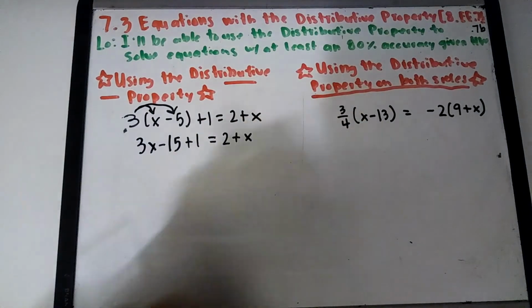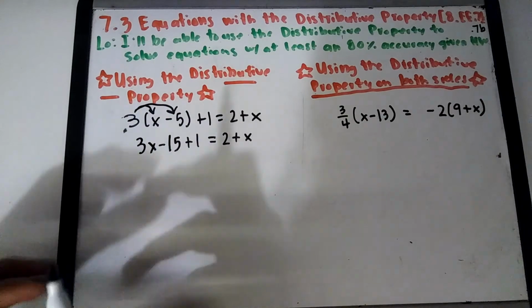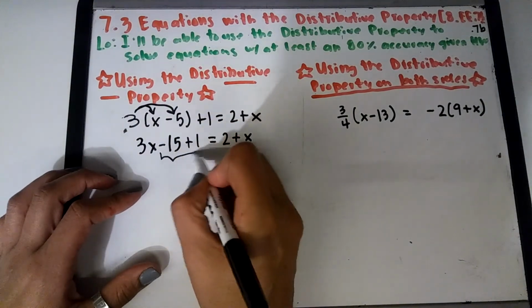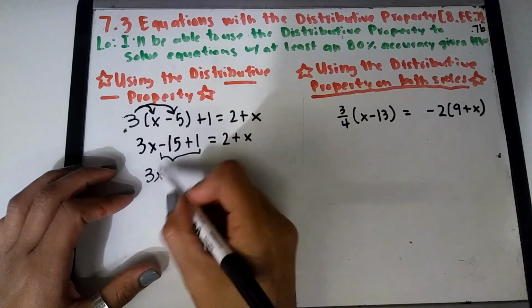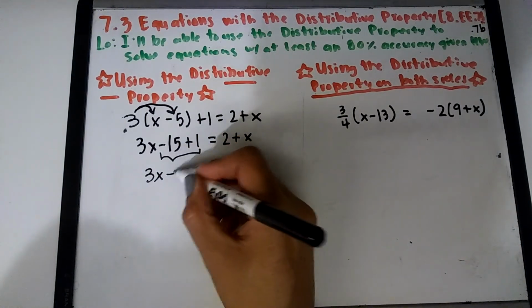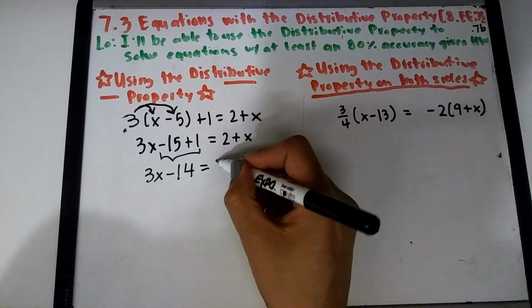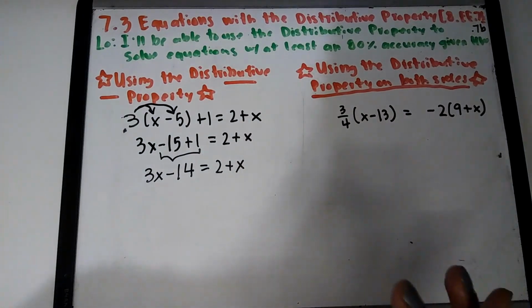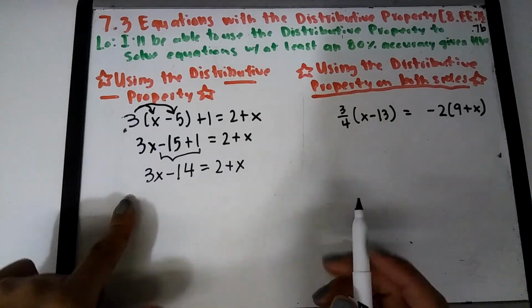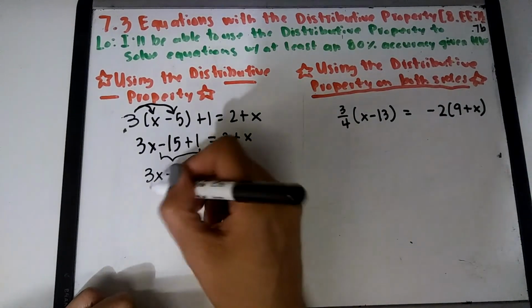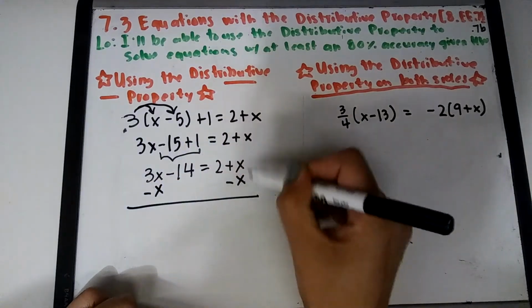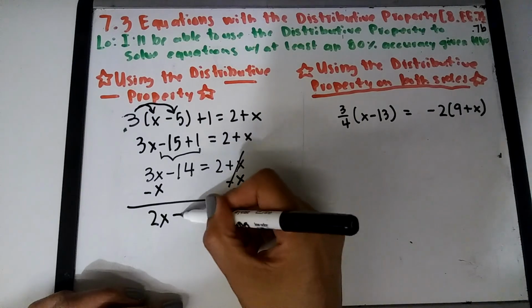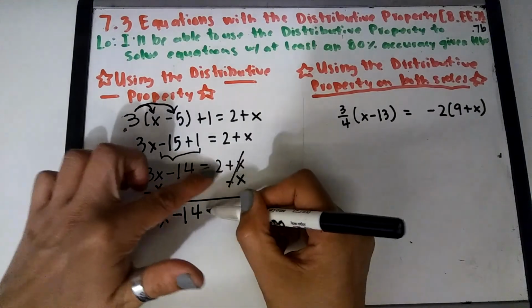Now, what I want to do is try to put all my x's on one side and all the constants on the other side. So before I do that, I'm going to combine like terms. I could combine this too. And so I have 3x, and then negative 15 plus 1 gives me negative 14, and then equals 2 plus x. Now I want to get all the x's on one side and all the constants on the other side. So I'm going to move this x to this side just for the sake of ease. That cancels out. 3x minus 1x is 2x. I'm going to bring down my minus 14. I'm going to bring down my equals 2.